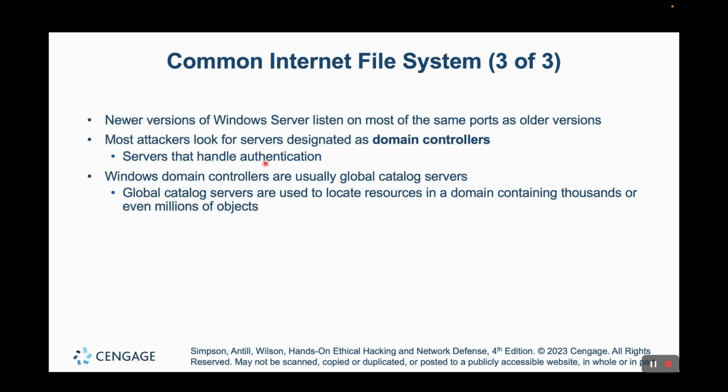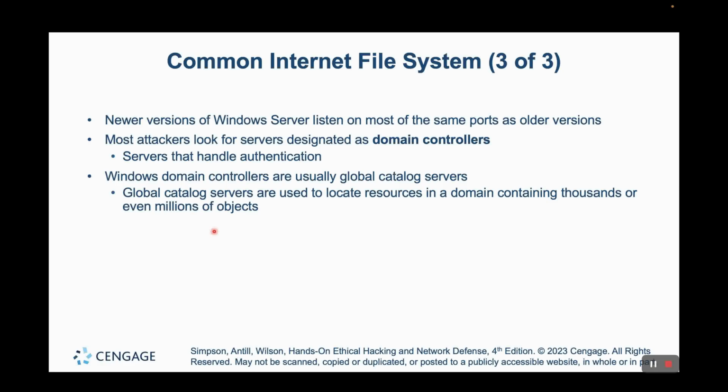In the case of a user account and password, when a user tries to log on to a computer in a domain, the domain controller checks the user's account and password to see if they are valid. Now, the same Windows domain controllers are usually global catalog servers. Global catalog servers are used to locate resources in a domain containing thousands or even millions of objects. A global catalog server is part of Windows Active Directory because it contains a copy of all objects in a domain directory. It includes user accounts, computer accounts, and also group accounts.